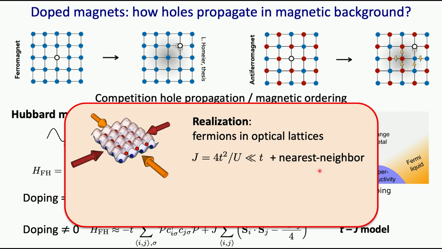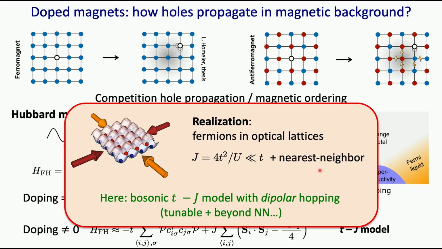of d-wave superconductivity. So here, what I'm going to show you is a variant where we do have the long-range interaction, the 1/r³, but it's a bosonic version of the model. So we cannot really hope to observe the phase diagram that I showed you before, but at least it forces you to think about this competition between propagation of holes and magnetic ordering.